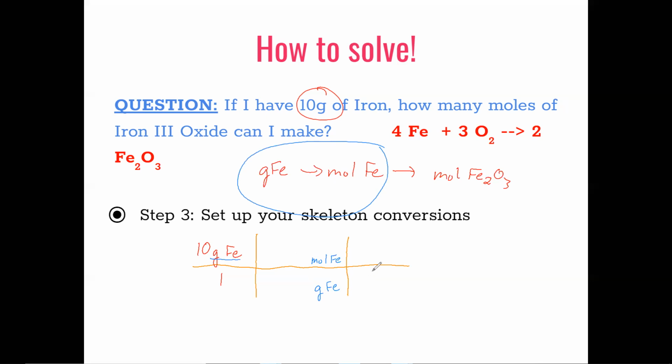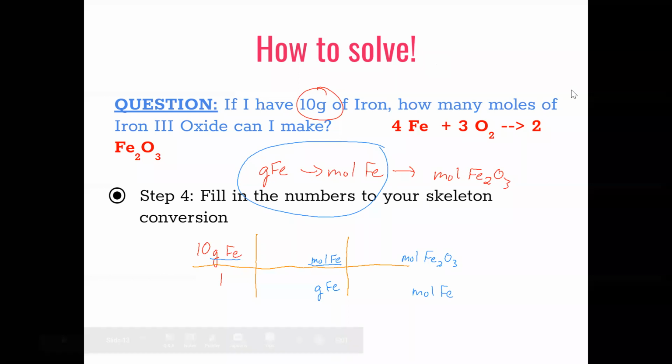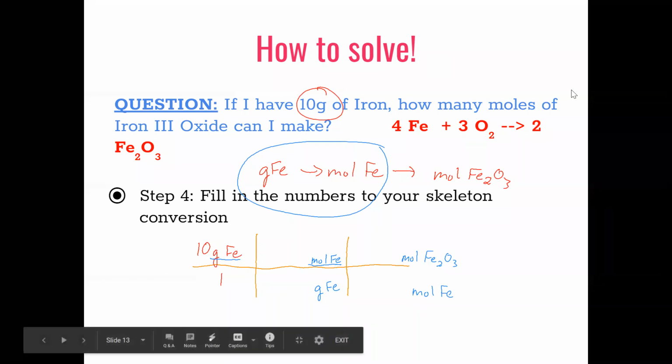Okay. Then from there, we are going to moles of Fe2O3. So ultimately, moles of Fe2O3 needs to go on the top. And once again, we're going to convert out of moles of iron. So that's going to go down there as well. Okay. Hopefully you're still with me. After you have written down your skeleton conversion, and that is without a bunch of numbers in it, you then have to go and figure out what your numbers are, okay?